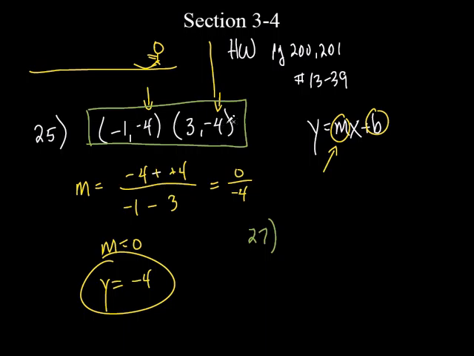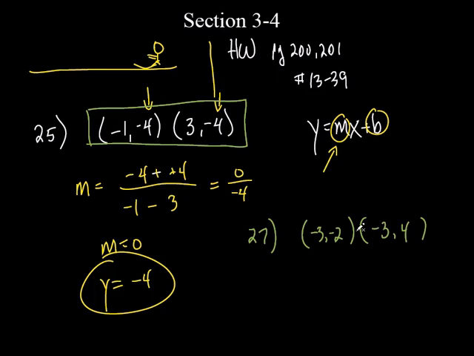So if both y's are exactly the same, I'm just going to write y equals -4. So what do you think might be true about 27? This is -3, -2. And this is -3, 4. Look at this. Do you see something that's common?